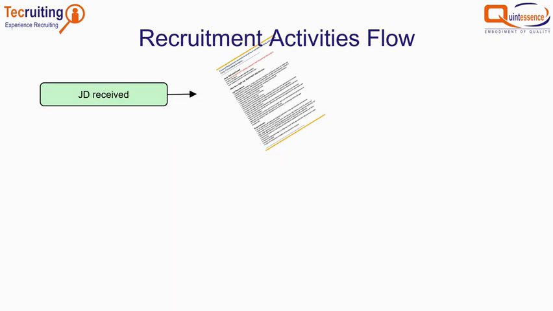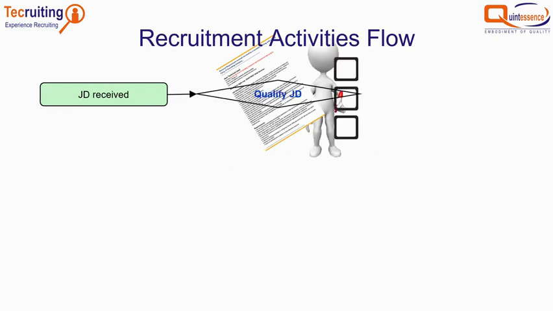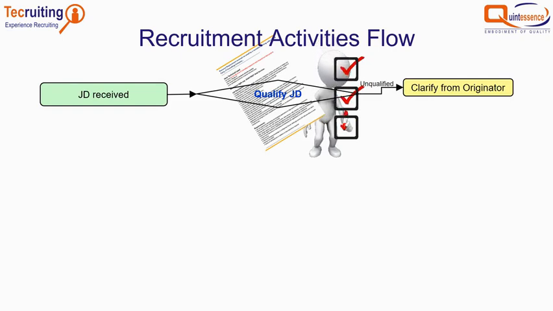The very first activity for the recruiters is to qualify the received JD for its completeness and relevance before they start working on it. If there is any information lacking, the recruiter should get back to the originator and get all the required details from the originator of the JD. JD qualification activity is explained in detail in the other module along with explanation of other recruiting activities.